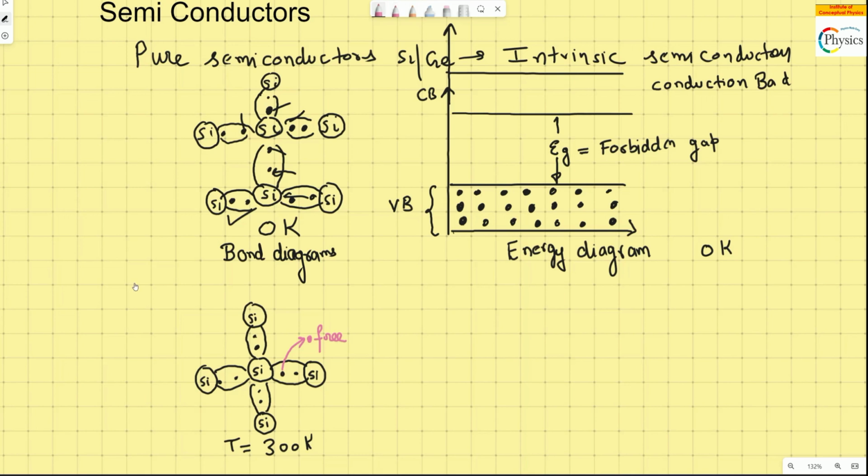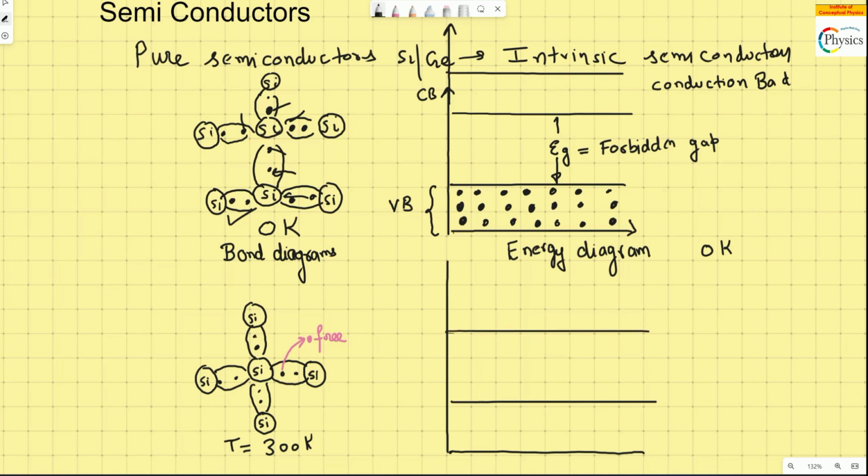And once they break away, in terms of the energy diagram, let me draw this diagram again and show you what happens. Very important conclusions to be drawn today. The electrons which were residing here are valence band electrons. But this energy band diagram I am drawing is now at 300 Kelvin, and some of the electrons have broken out.